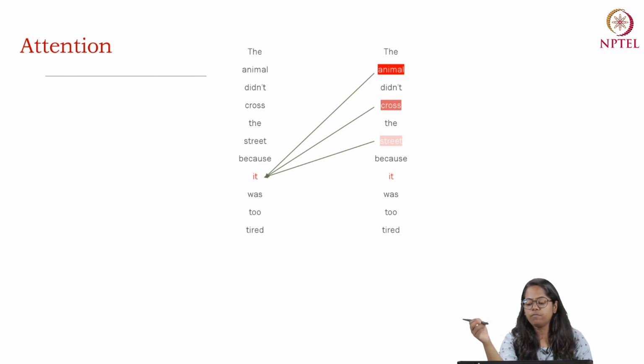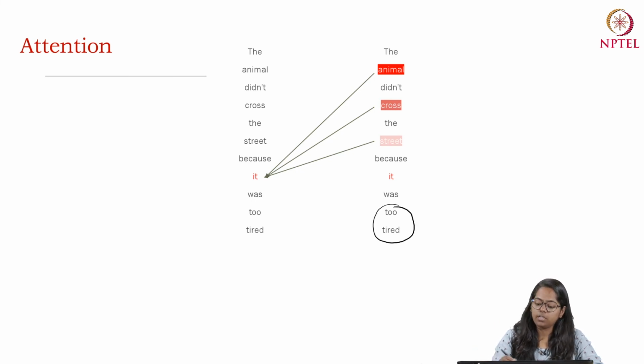So basically in the first case, where the statement is the animal didn't cross the street because it was too tired, we know that since it is too tired here, the it refers to animal more, right? This it refers to animal. So computationally, we can capture this by giving more weight to the term animal and less weight to the rest of the words, right? So this weighting is actually done by the attention mechanism that we have.